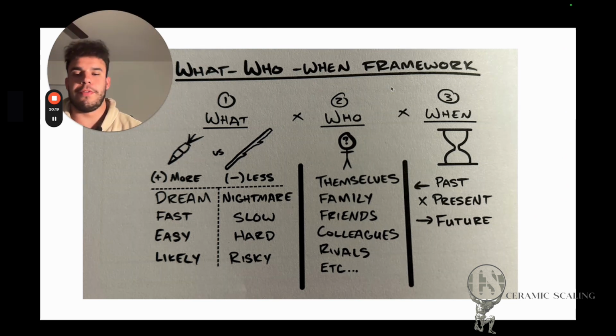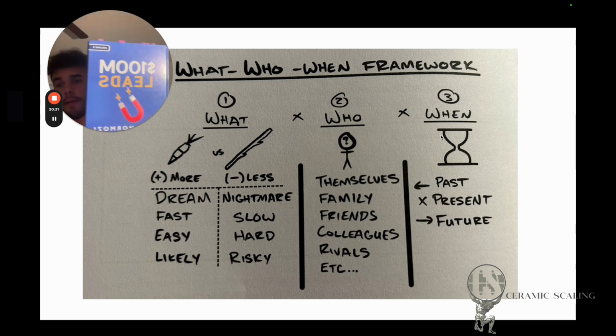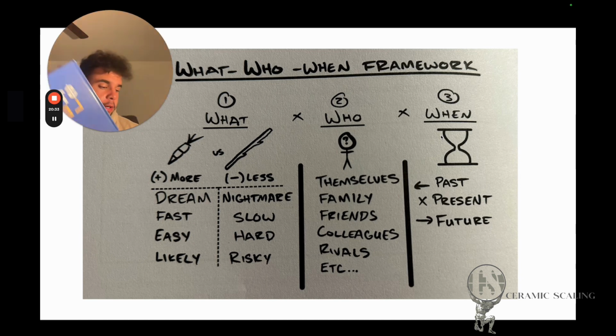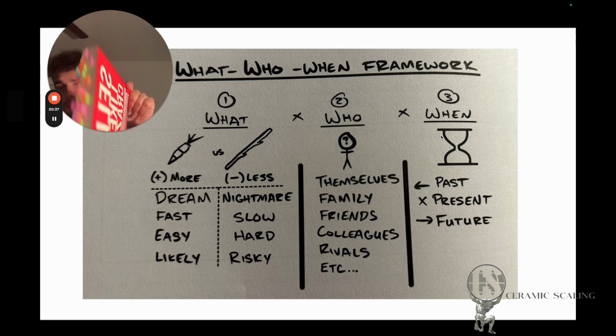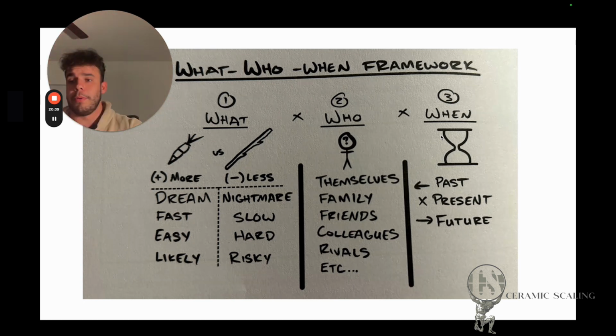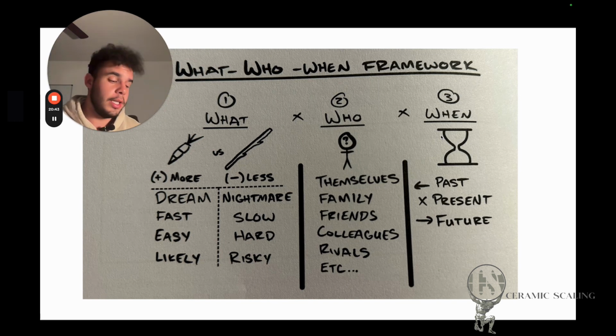The what, who, when framework. This is from Alex Hormozi. I couldn't find a picture online, so I had to take a picture from the actual book because nobody wants to learn anything these days. Again, not affiliated, but $100 Million Leads, great book. And here's Sell Like Crazy by Sabri Suby. It's a great book. I would recommend these, two of my favorite books ever.